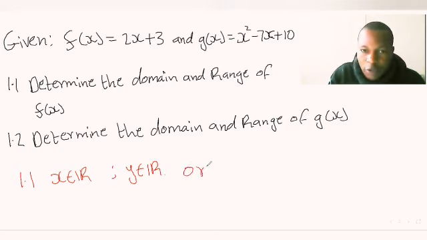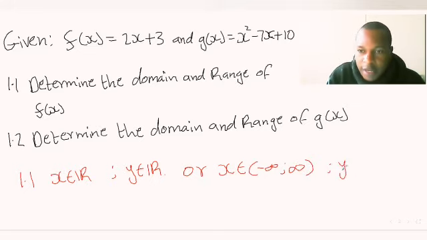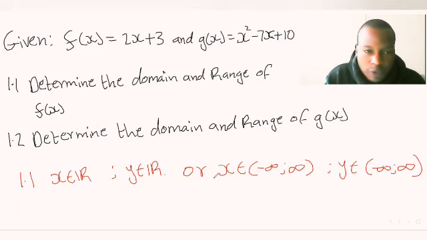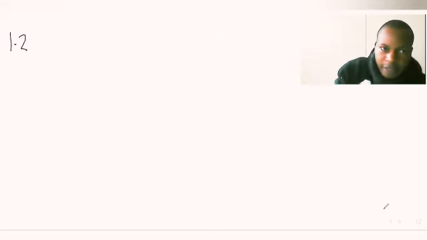Remember that you can also write this as x is an element between negative infinity and positive infinity, as well as y is an element between negative infinity and positive infinity. So you can choose one or the other. Now 1.2 wants us to determine the domain and the range of g of x. I want us to do this on the next page, since we will be required to find the turning points.